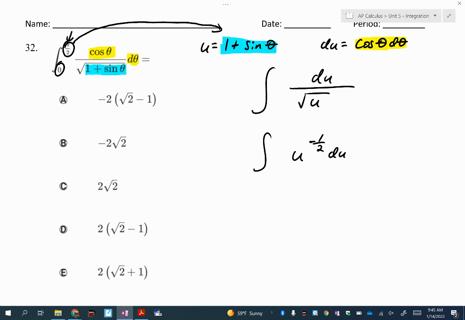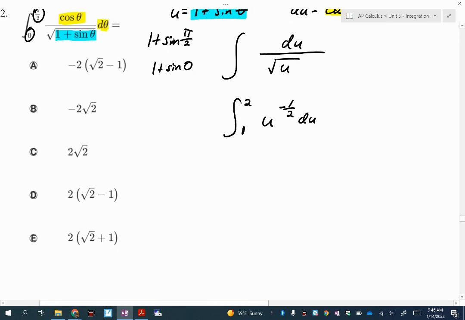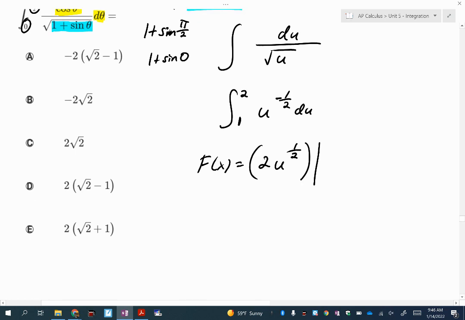So 1 plus the sine of pi over 2, and then 1 plus the sine of 0. Whatever I get, that's going to give me my new limits of integration. So the sine of pi over 2 is 1, so 1 plus 1 is 2. And the sine of 0 is 0, so 1 plus 0 is 1. So now if I go backwards, right, the antiderivative here is going to be u to the positive 1/2 power. But when I differentiate that, I don't want to have a 1/2 in front, so I'm going to put a 2 there. All right, so that's my antiderivative that I'm going to evaluate at 2 and 1.